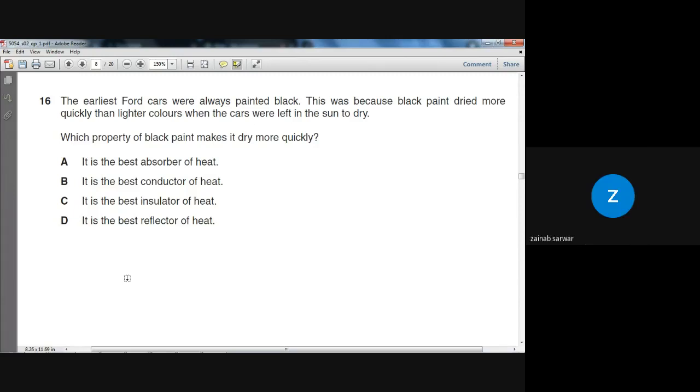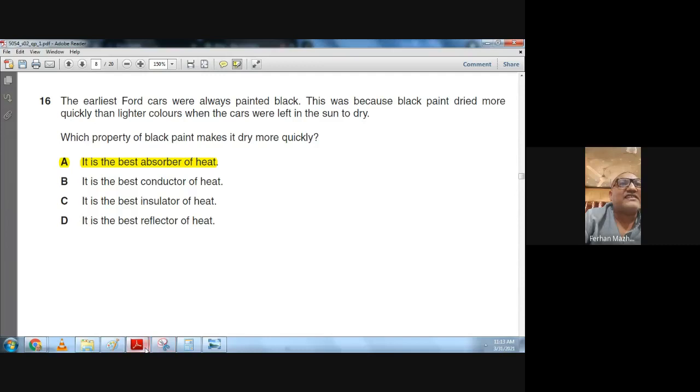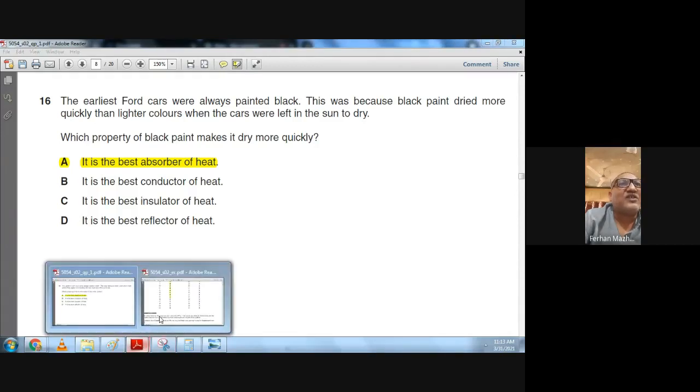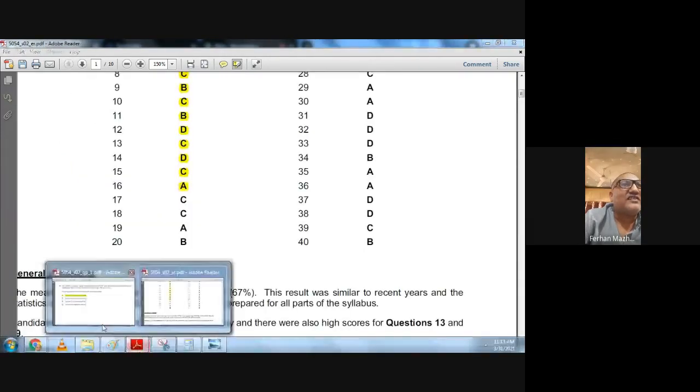Because black is a very good absorber of the heat. So what's the choice? A. It is the best absorber of the heat. So let's check the marking scheme. Yes, question number 16, A is the choice.